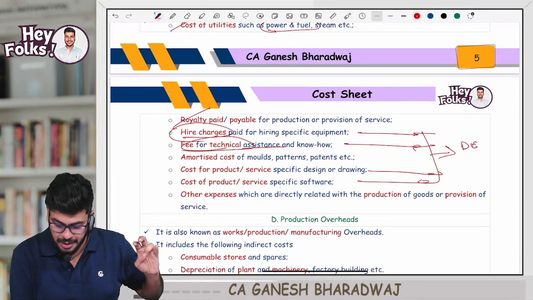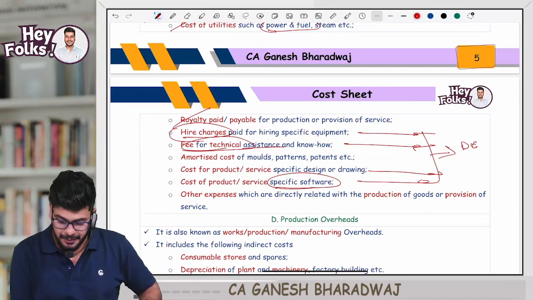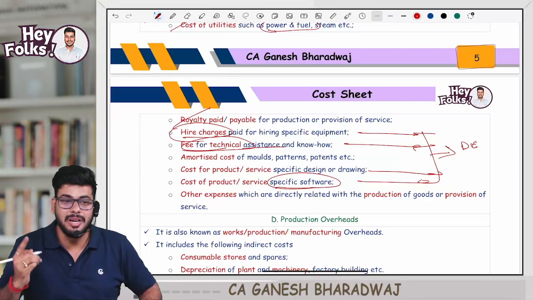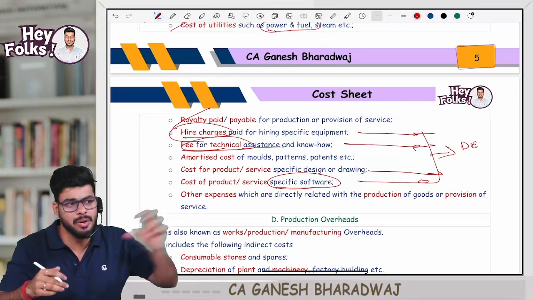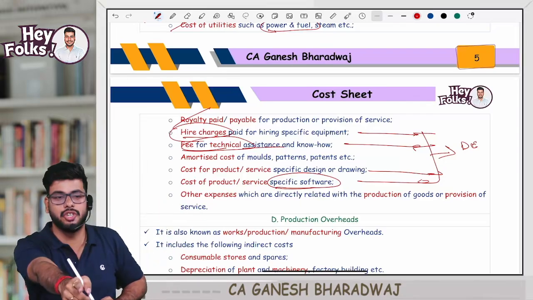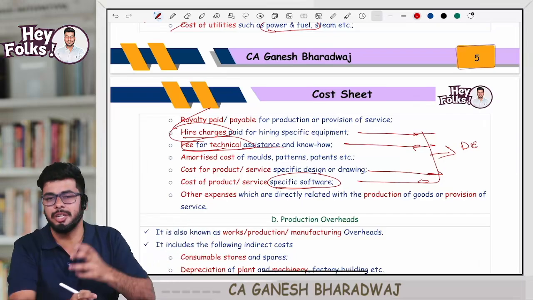If I am having some specific software, all these things will come under a direct expense. Now, does it make sense? Only for this job, I am going to hire a particular equipment.